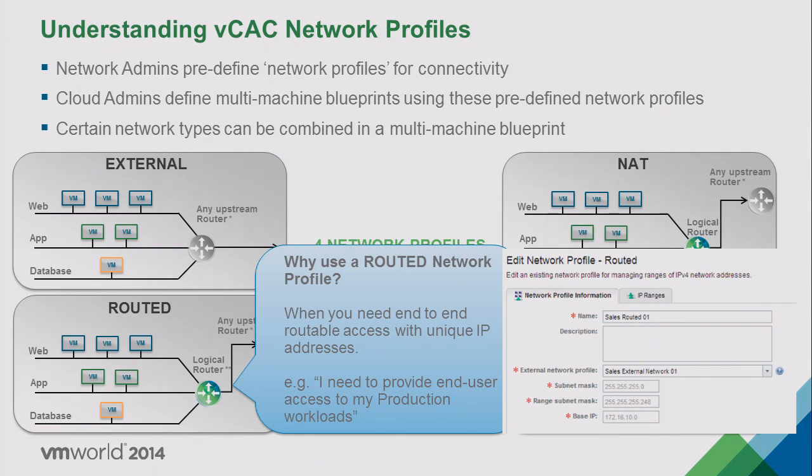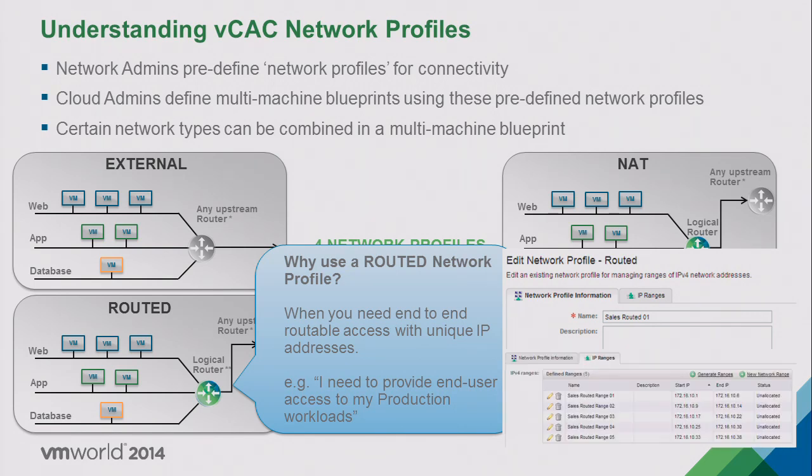So it actually carves up this larger subnet into a number of smaller ranges that can then be deployed and allocated to multiple instances of your multi-machine services. So you can reuse the same blueprint multiple times and still guarantee that you're using unique IP addresses.